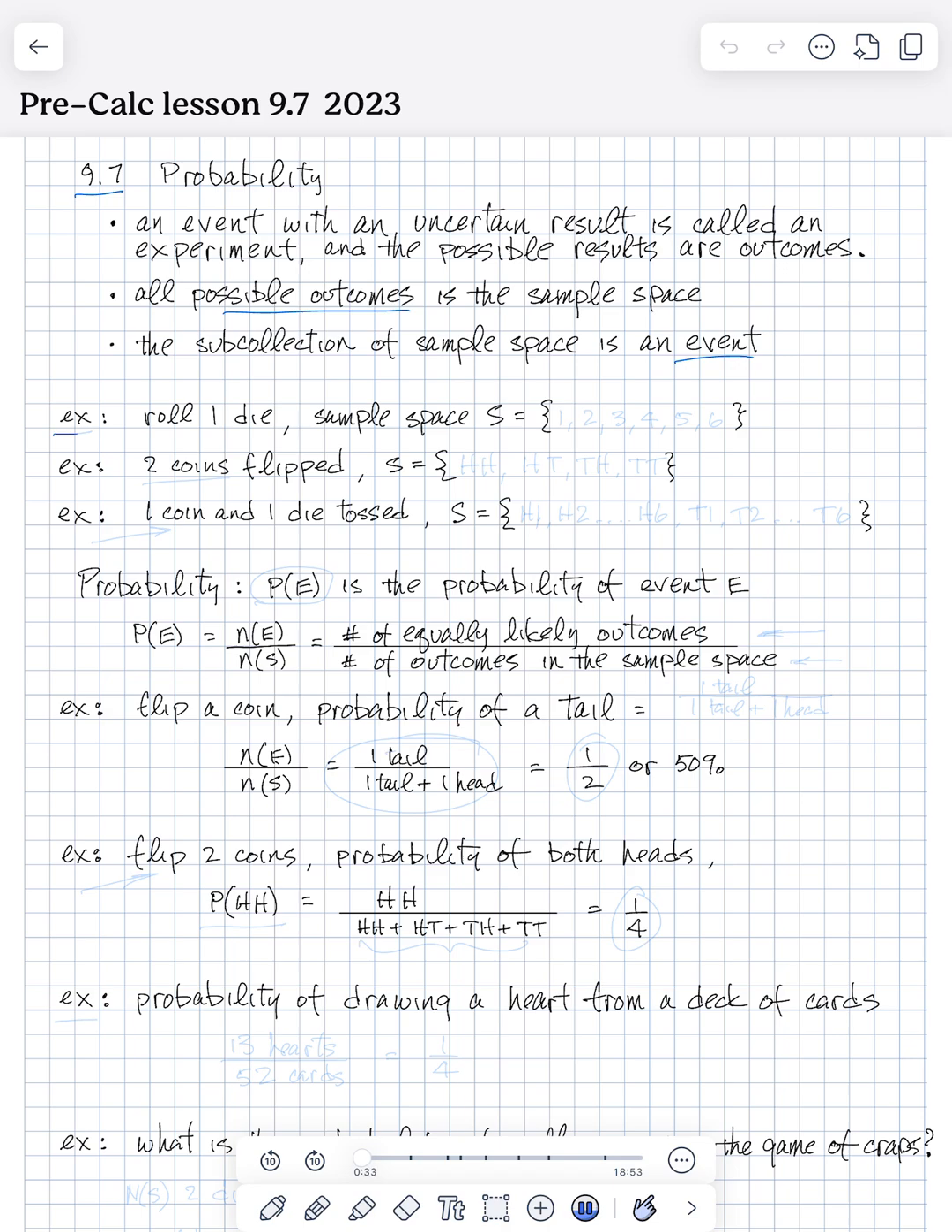So we'll take our first one here. We roll one die. What's the sample space? Well, that's all the possible outcomes. We could get a 1 or a 2 or a 3, 4, 5, or a 6. So that's the sample space.